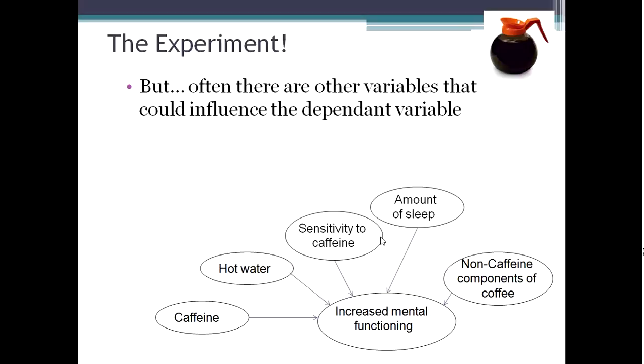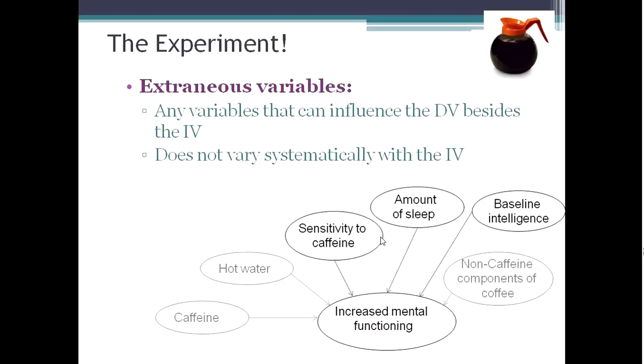These are things that participants bring to the research scenario themselves, right? They show up having not gotten any sleep or having gotten a great amount of sleep. But the key here is that these extraneous variables, they're not systematic, right? They don't systematically vary with the independent variable. And so we have a different way of dealing with these extraneous variables. So we'll talk now. How do we deal with confounds? How do we deal with extraneous variables?